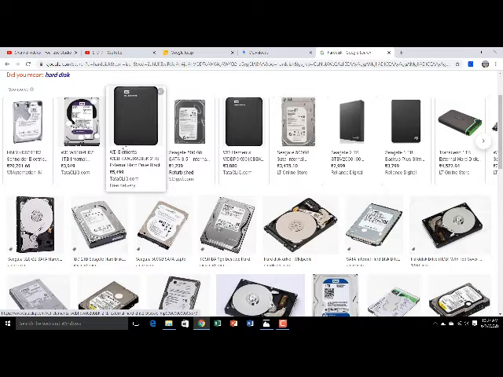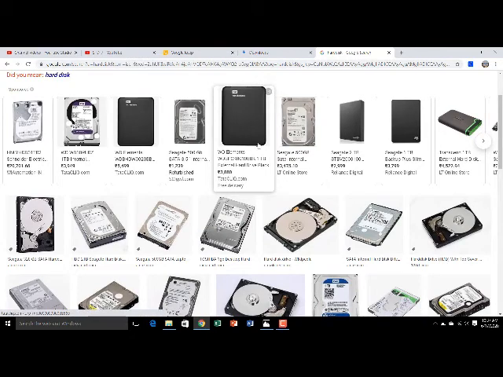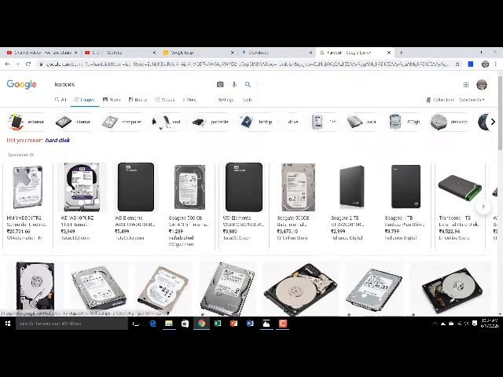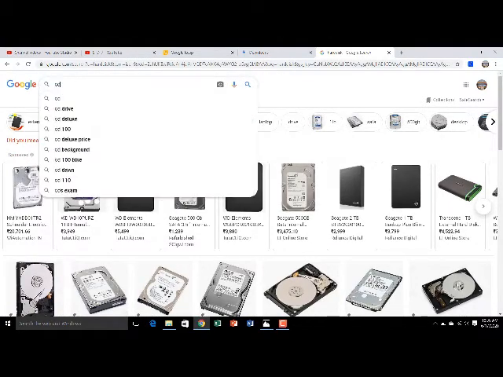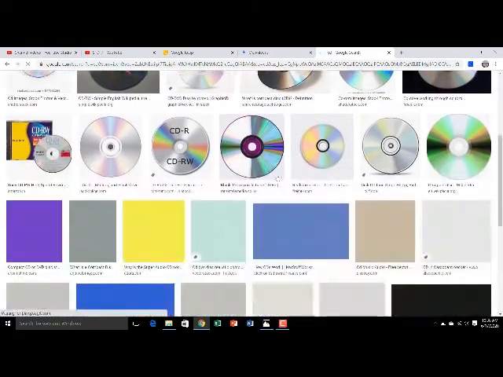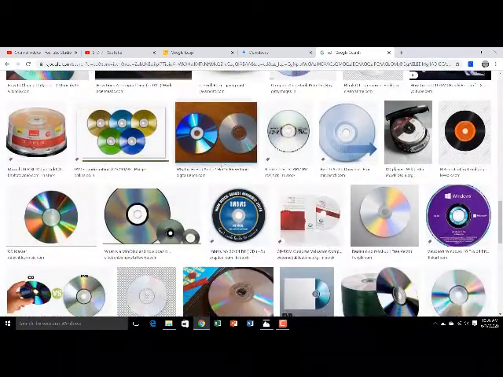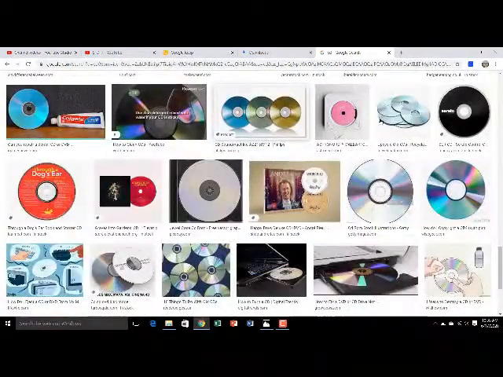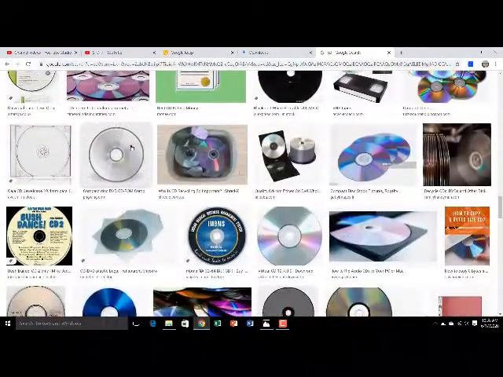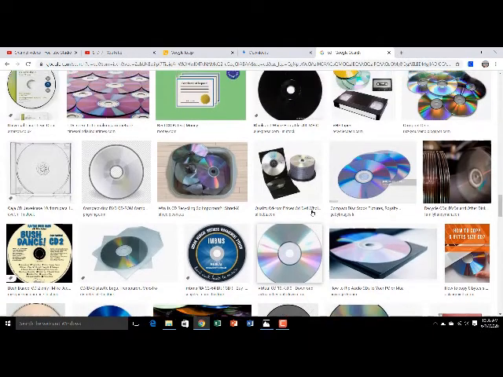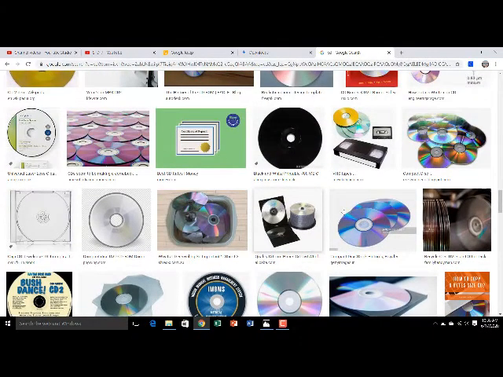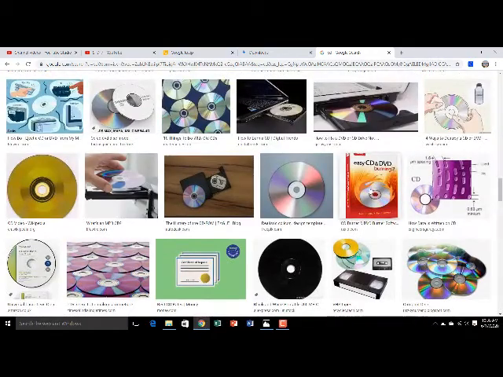Now we discuss the external storage devices like CD, DVD or pen drive. These are not attached in a computer. This is our external storage device, like a CD. You will see different CD and DVD images. There are lots of images available, in different colors and different sizes. So these are all CD related images. You can store data on this CD. So these are the external storage devices.